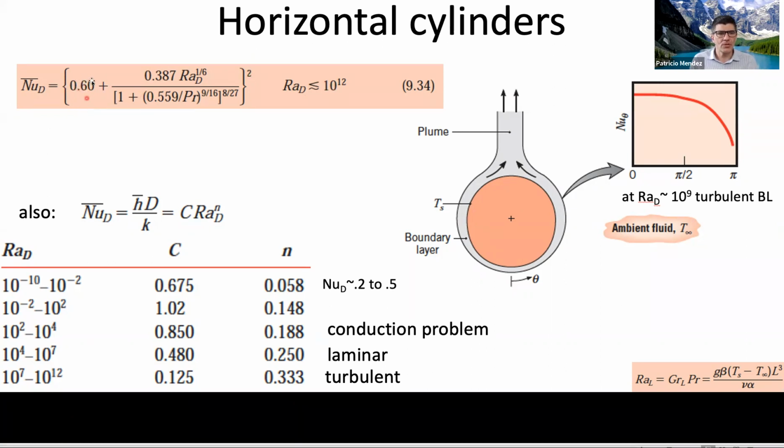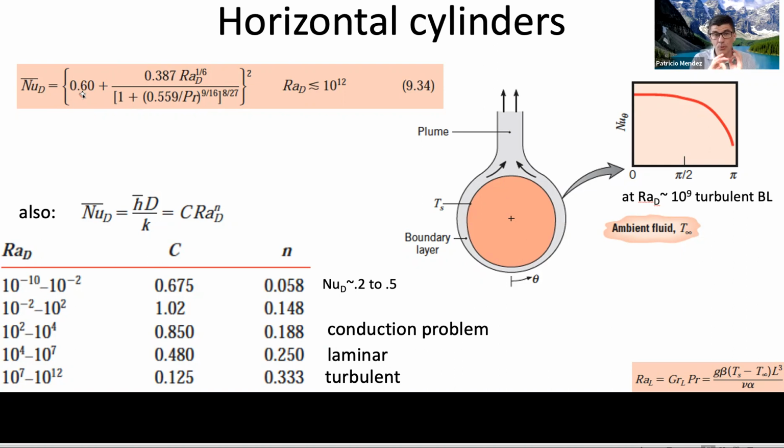So this coefficient square, this 0.36, for the point of view, for the correlations of cylinders in transverse flow, the coefficient was 0.3, very similar, right? 0.3 when Reynolds was 0. And now when Rayleigh is 0, this is 0.36, more or less the same. This is empirical. This doesn't come from solving any differential equation.